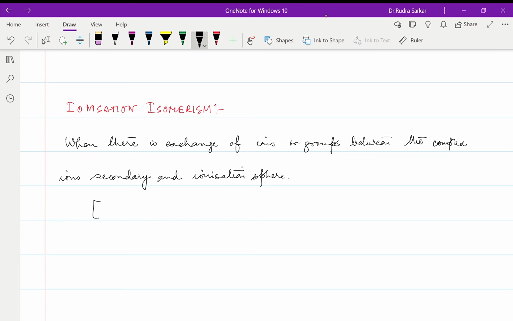So what is the meaning of it in simple language? Suppose we have been given Co(NH3)5 Br SO4. If this SO4 from outside, which is now in the ionization sphere, goes inside and the Br comes out, that means Co(NH3)5 SO4 goes inside and Br is outside. So there is basically exchange of ions. Inside this third bracket, we call this the secondary sphere or the coordination sphere, in terms of the terminology given by Werner. And outside this third bracket we call this the ionization sphere.